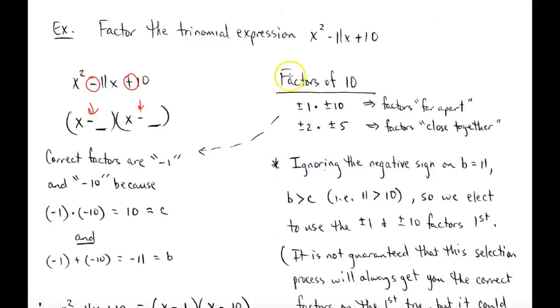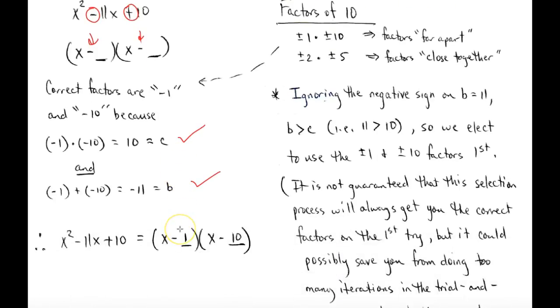Okay, and so you can see from the choices that we have here, if we picked a -1 times a -10, of course, that would give us a positive 10, okay? And so that's exactly what I'm saying here. But if we took -1 and added it to -10, we would have a -11. So those are the factors that we want to pick. And so from there, we just place them.